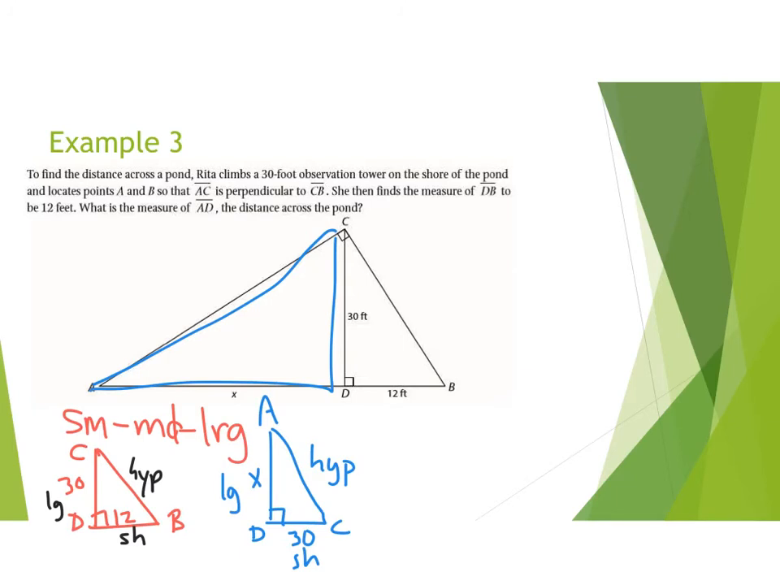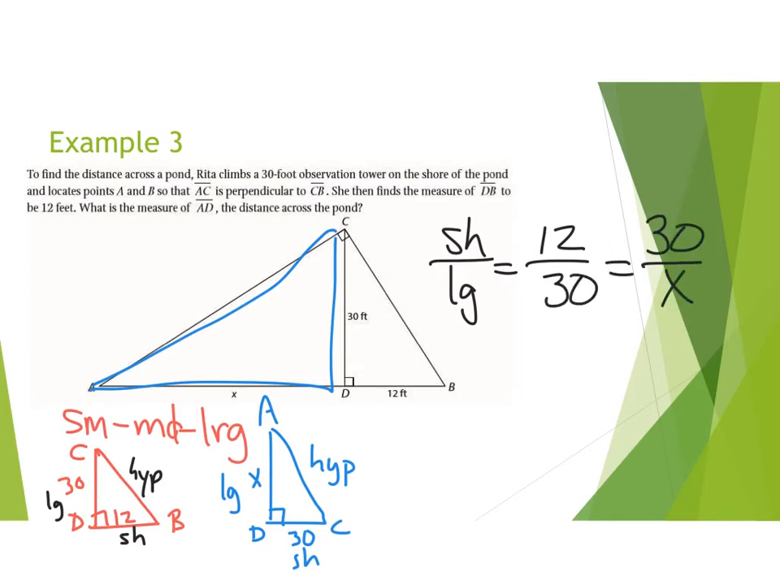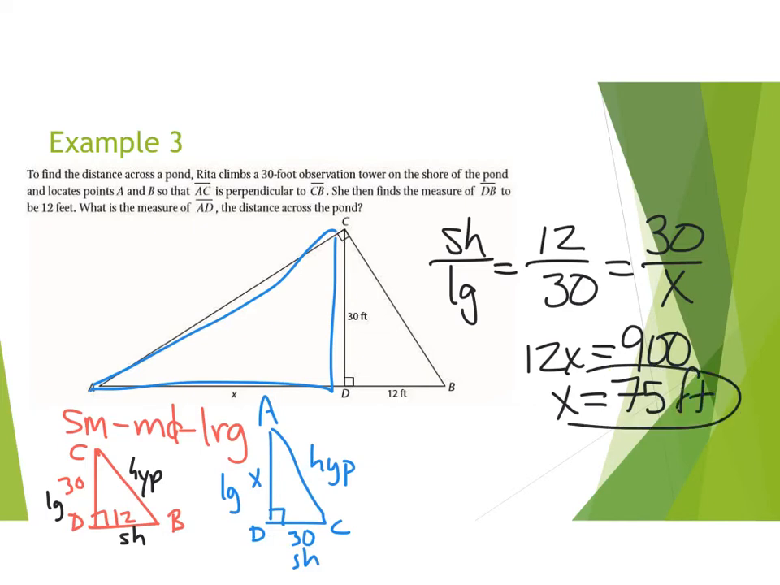Okay, you can probably tell already that we have the pieces of information we need. Let's write out a proportion. Let's go short to long. That would be 12 to 30 on the small one. Matches to 30 to X on the large one. Do your algebra. X will turn out to be 75 feet.